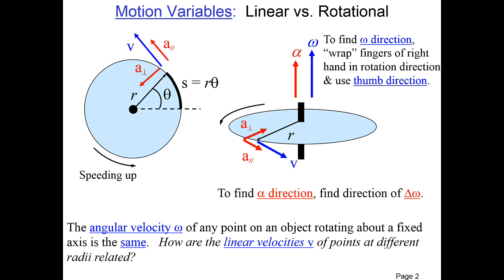So one point that was glossed over a bit is that the angular velocity and the angular acceleration are vectors. They have both a magnitude and a direction. The question is, what direction should the vector face?